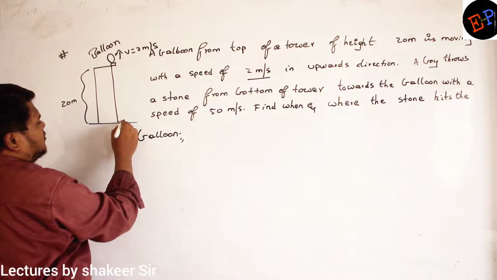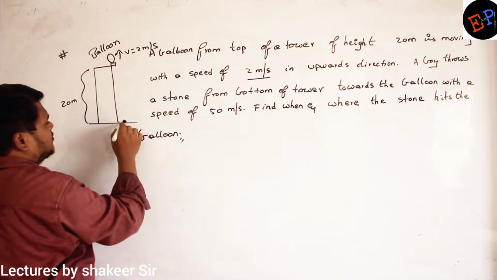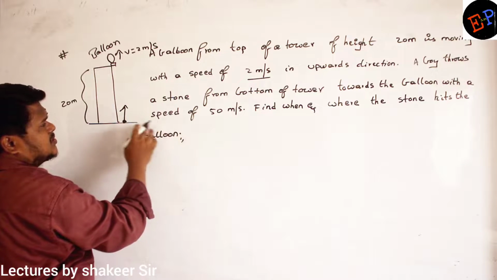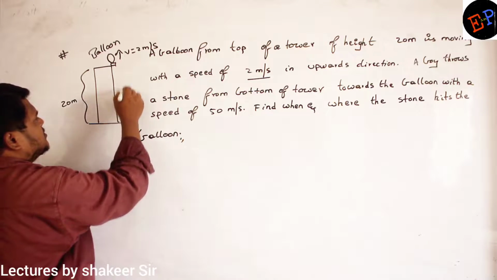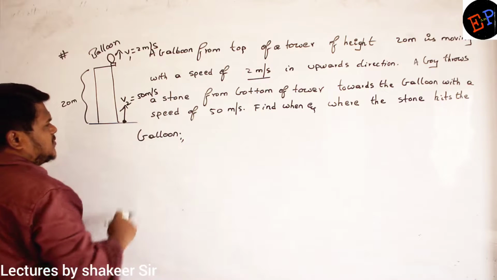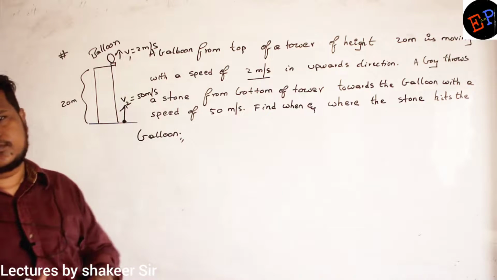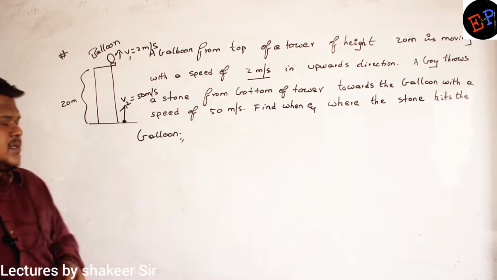Now a boy who is standing at the bottom of the ground is throwing a stone towards this balloon. With how much velocity has he thrown the stone? He has thrown it with a velocity of 50 meters per second. And now the question is, find when and where the stone hits the balloon. That is the question.